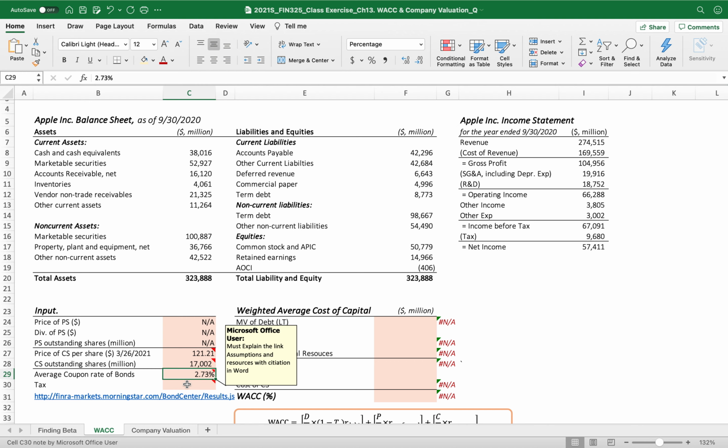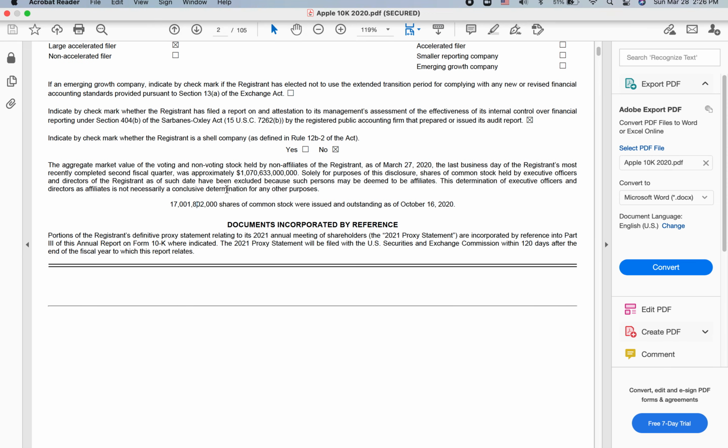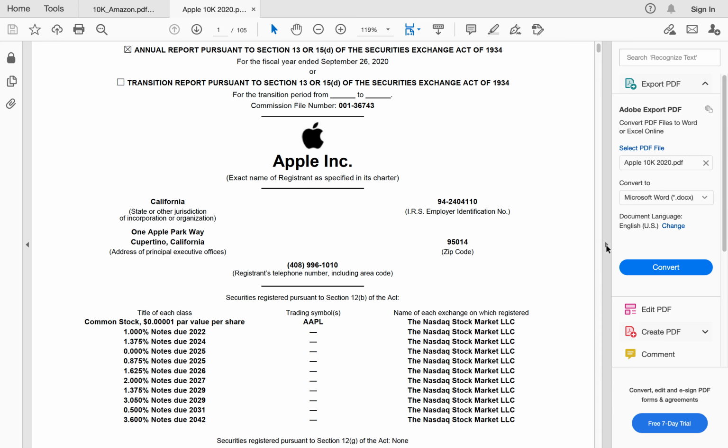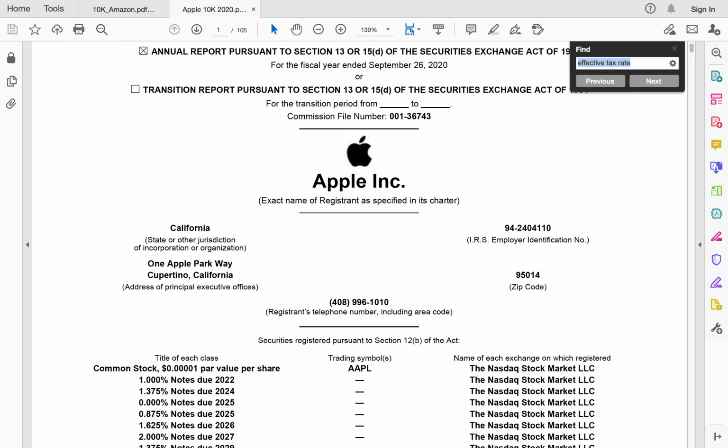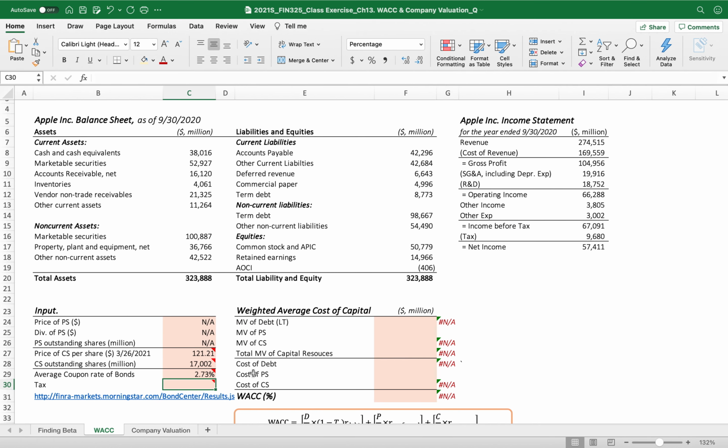And then the tax rate. Where do you get the tax rate? Okay, we can use the effective tax rate. As you can see in the provision for income taxes, the effective tax rate is 14.4%. It keeps changing, but that's fine. We are using the effective tax rate. You can use an average of this, or just one figure, that's fine, as long as you define where you get it. So 14.4%, I got it.